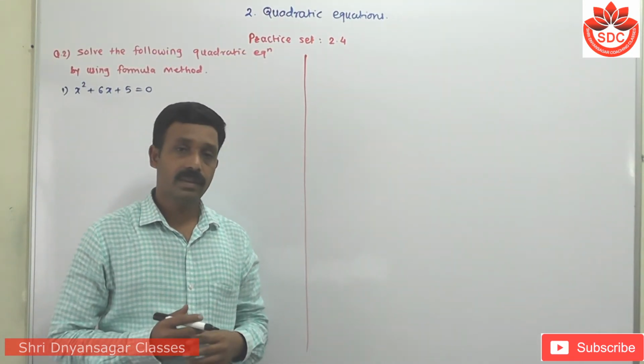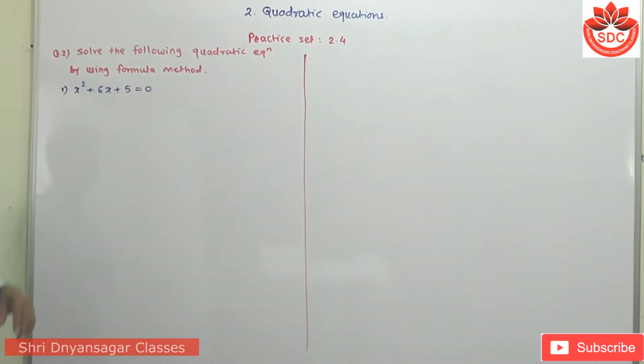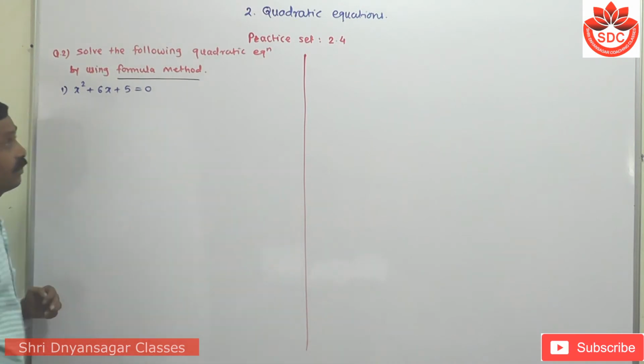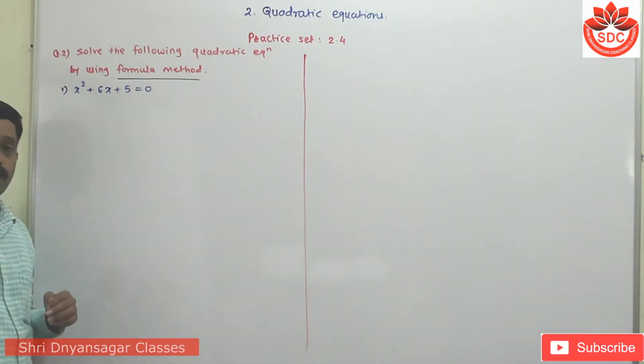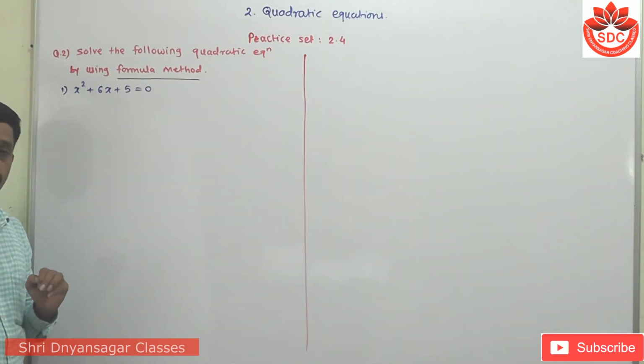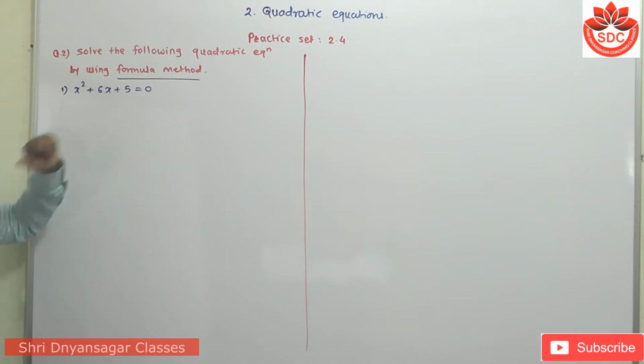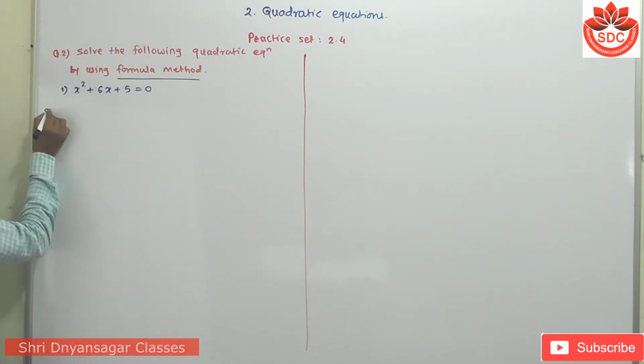Question second. Solve the following quadratic equation using the formula method. Now student, we know this formula: x is equal to minus b plus minus root of b square minus 4ac upon twice a.